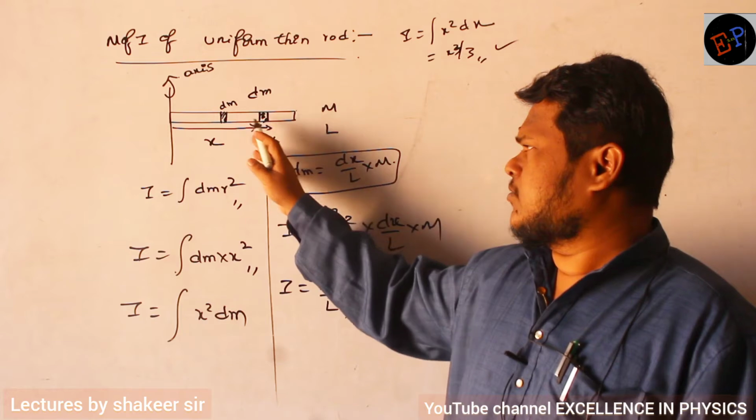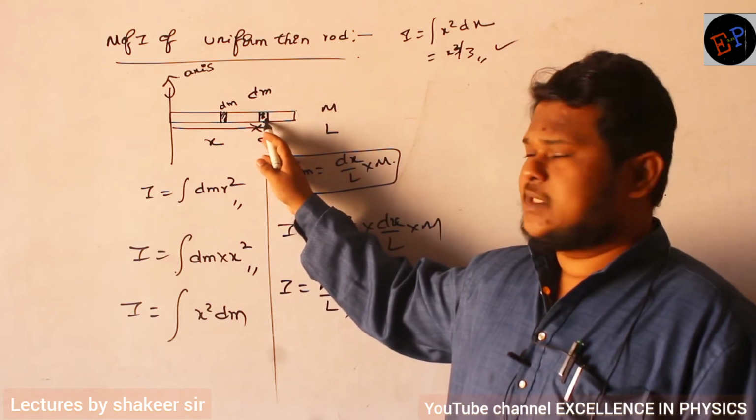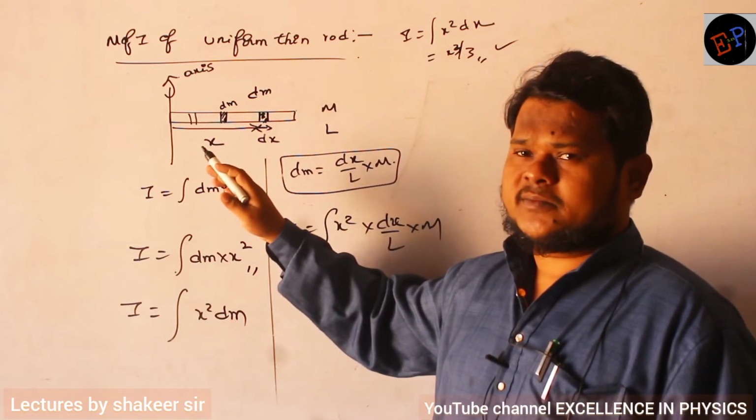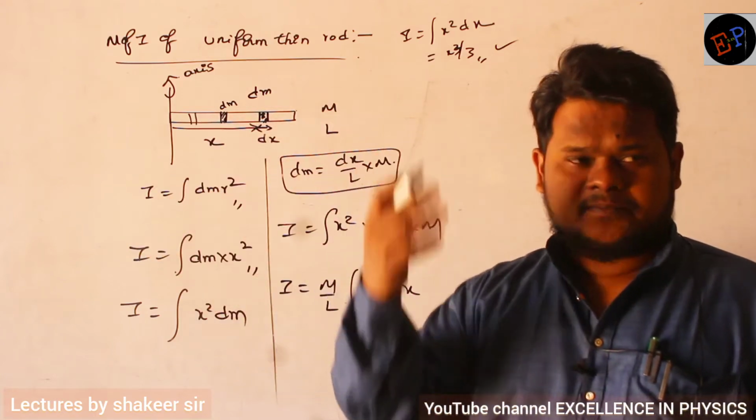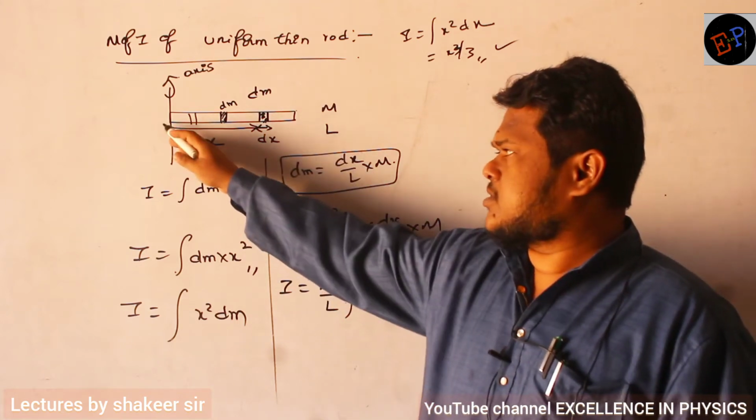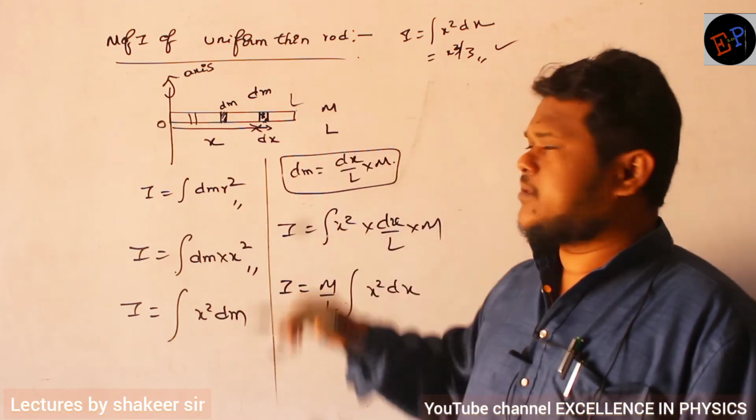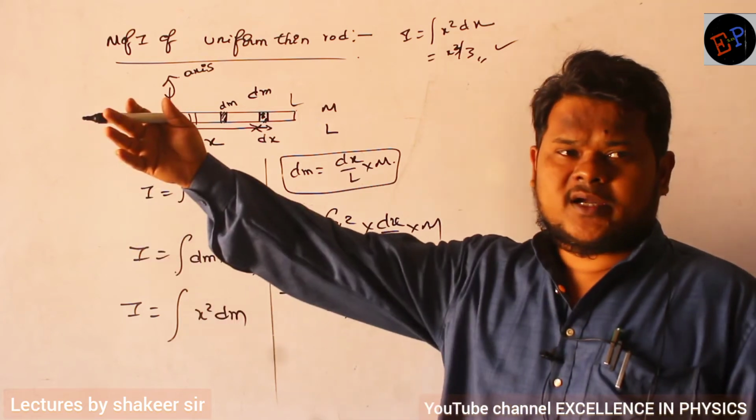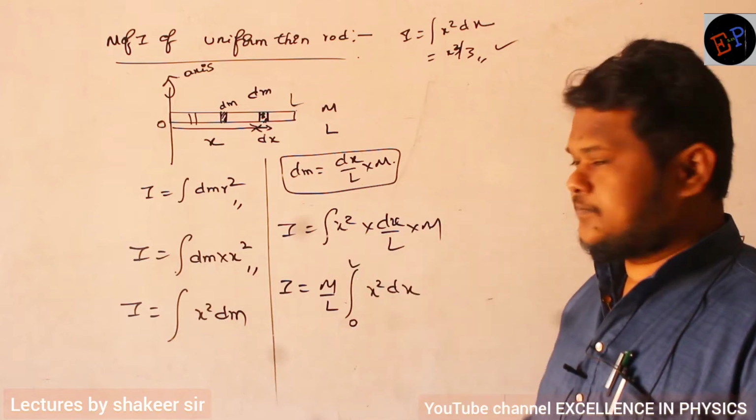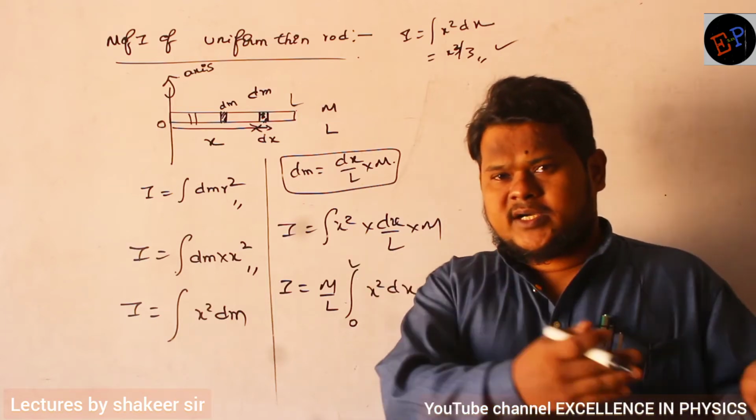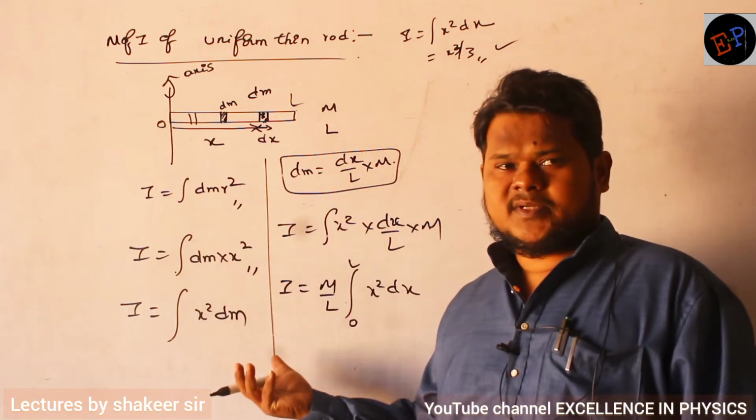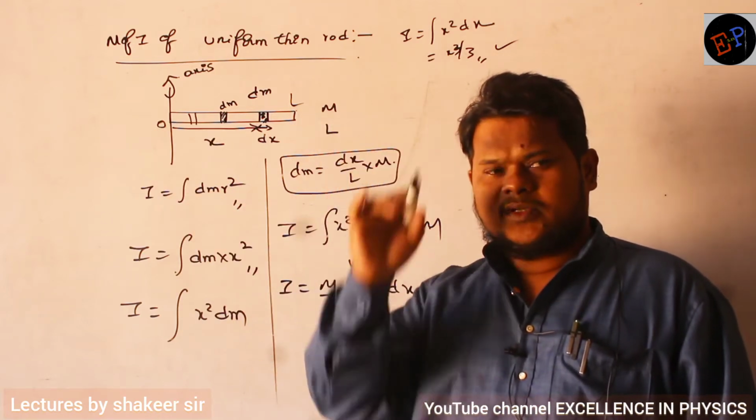Integration means what? Find the moment of inertia of this dm, and of this dm, and of this dm, then take all the dm's and add them. That is the total moment of inertia, no? So I should start from here and end up to here. Throughout the rod I want the addition of dm's, no? So the integration limits are 0 to L. We have to keep adding all the dm's from the starting to the end. Addition is nothing but integration. So the limits are from 0 to L.